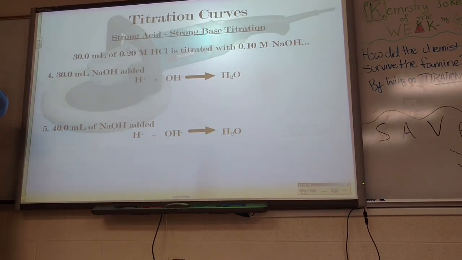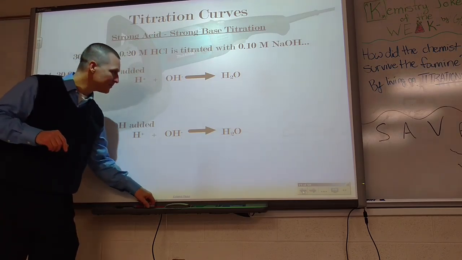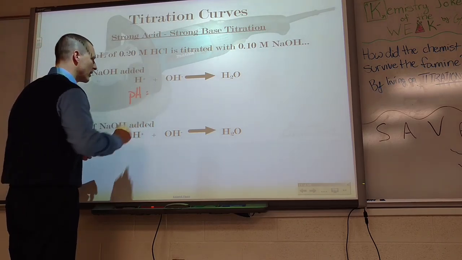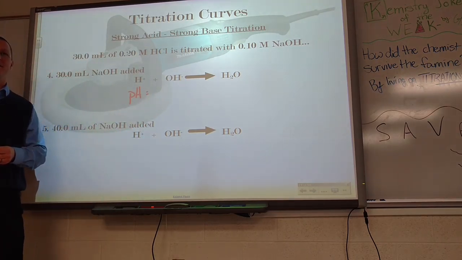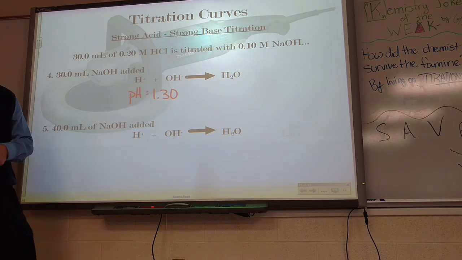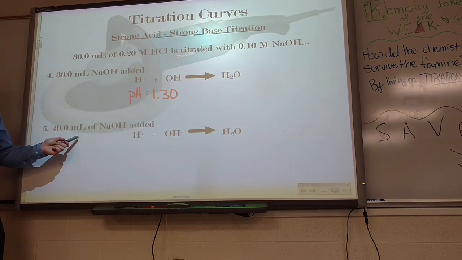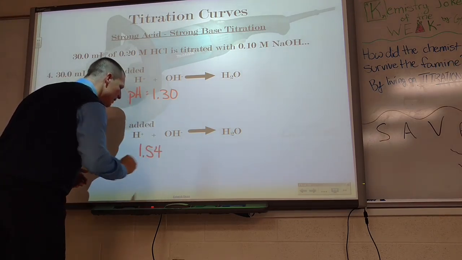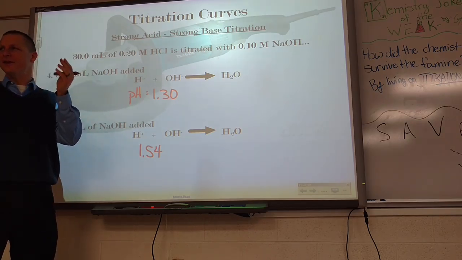Everybody have their pH at their point? Talk to your group too. Make sure that you all give me the same pH. Got the same? What did you get? 1.30? Okay, sure. As always. Our pizza and roll, what did you get? 1.54. Sounds good. I'm trusting if all of you in the same row agree, then it's right.